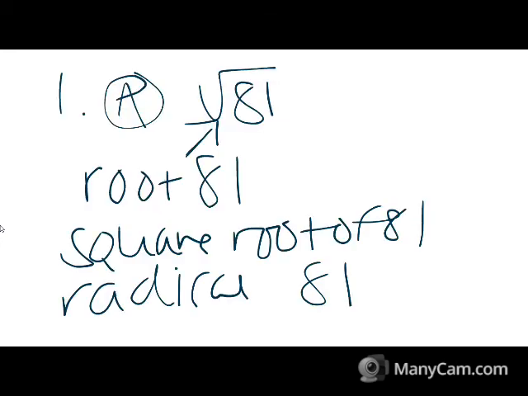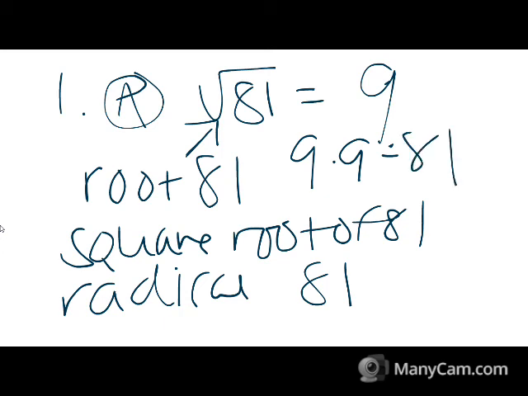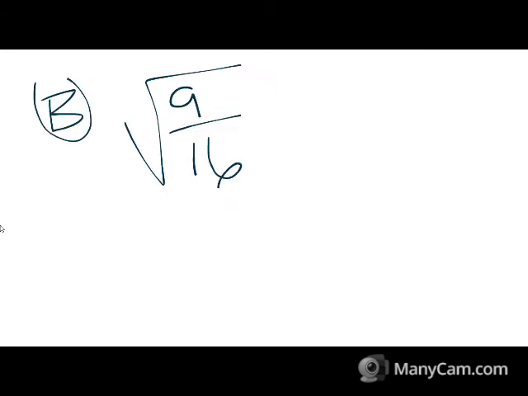All right, now that we looked at that, we want to simplify the square root of 81. So what same two numbers can you multiply together that will give you 81? Answer is 9, because 9 times 9 will give you 81.